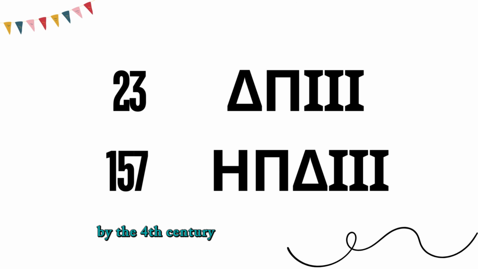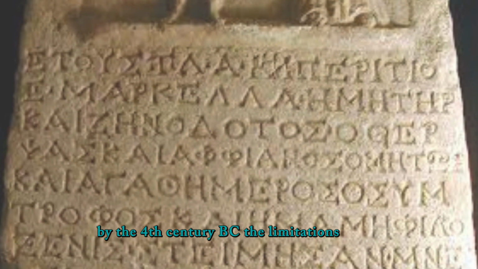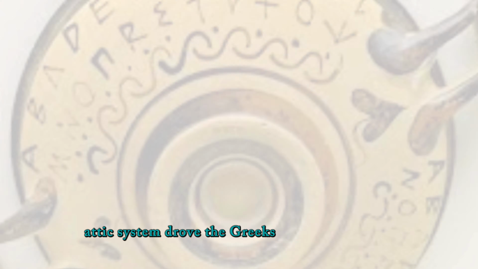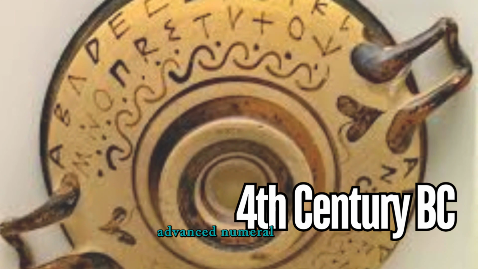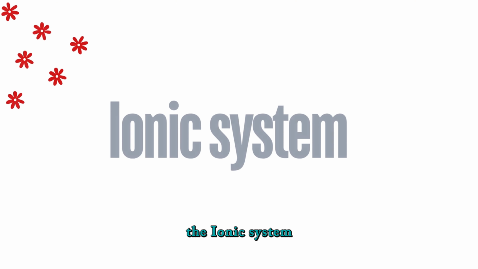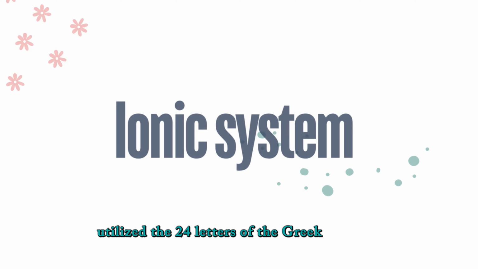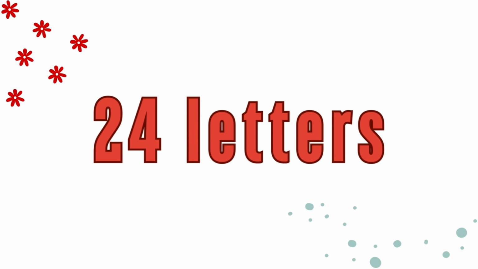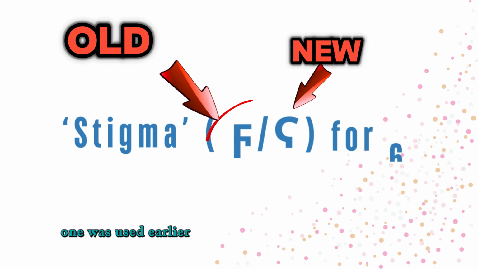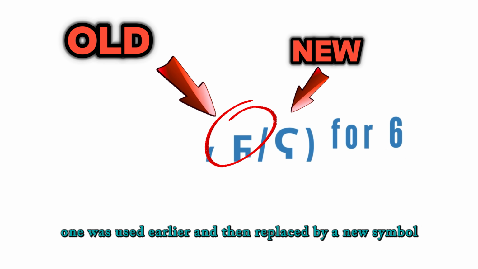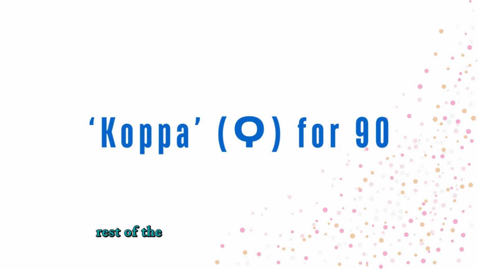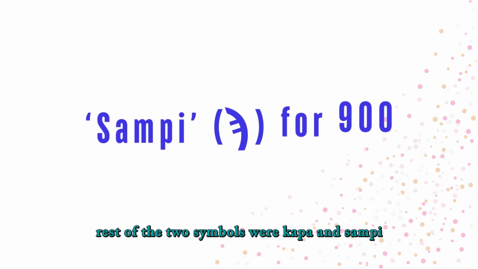By the 4th century BC, the limitations of the Attic system drove the Greeks to develop a more advanced numeral system, the Ionic system. This system utilized the 24 letters of the Greek alphabet, with 3 extra letters to complete the system. Stigma had 2 symbols, one used earlier and then replaced by a new symbol. The other 2 symbols were koppa and sampi.